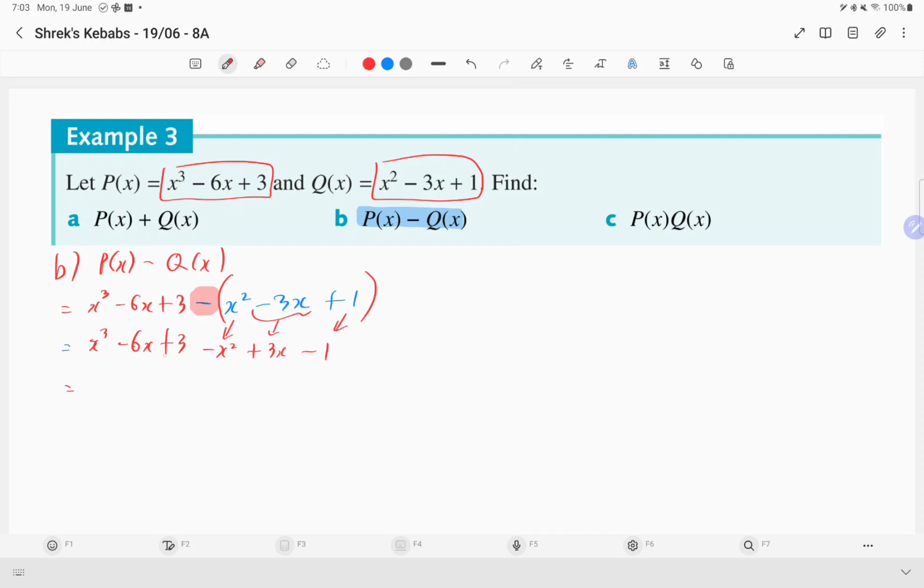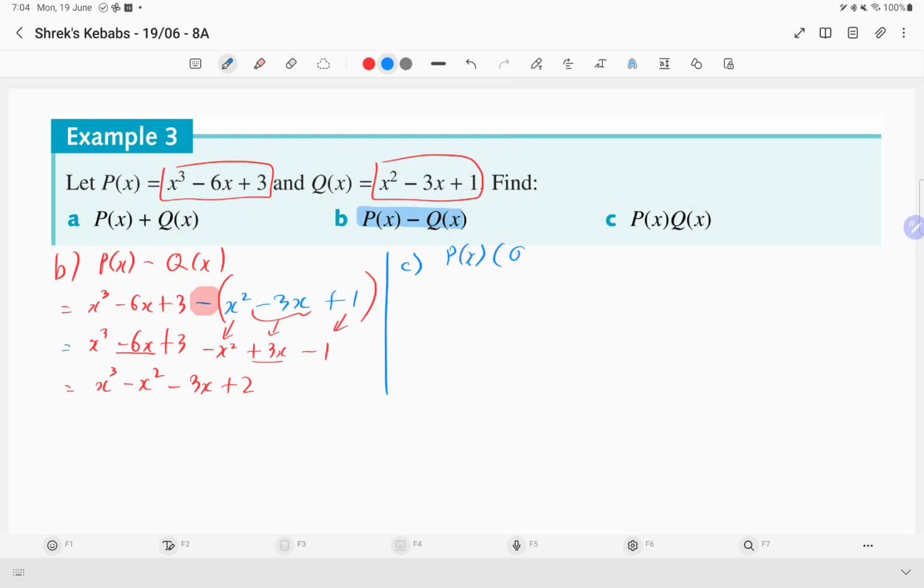So then combining like terms. X cubed is the same, we can't simplify that. Minus x squared is also the same, can't simplify that either. And then minus 6x plus 3x is negative 3x, and then 3 minus 1 is 2. Okay, so that's when you add or subtract polynomials. The next one is C. Now this is a tricky one.